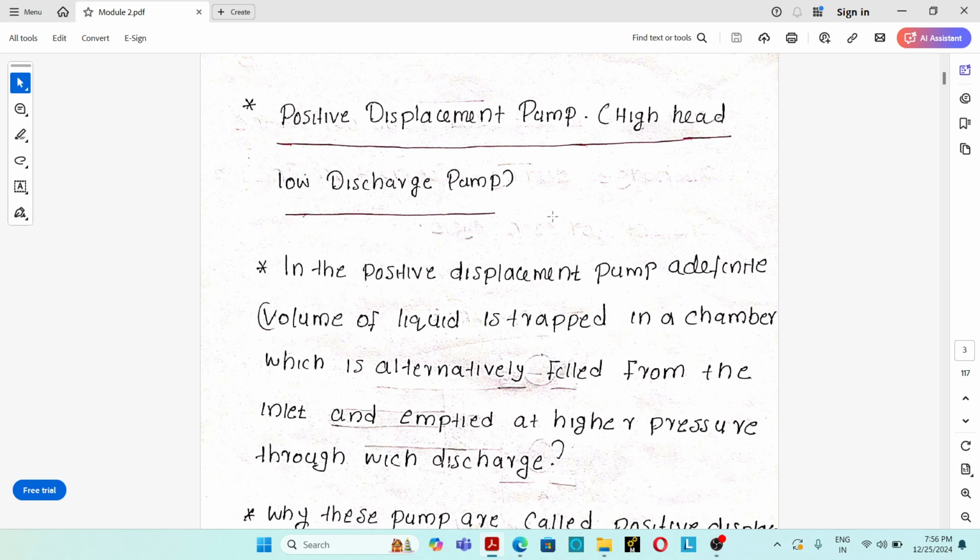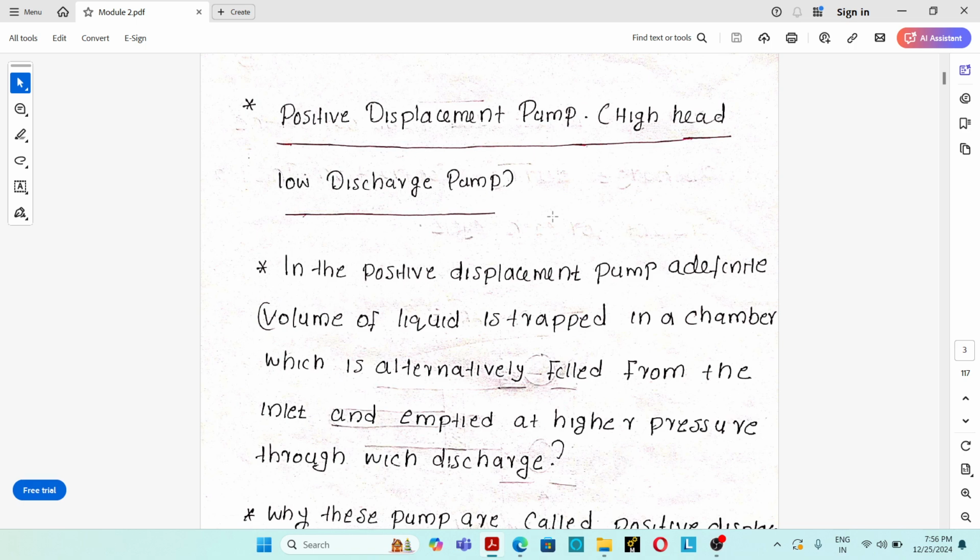In household applications, we commonly use non-positive displacement pump or hydrodynamic pump. Why? See, in household applications, the objective is to fill the tank in a short period. So high discharge is required. The head has no importance because we are not producing any work output by using that head. So in household applications, we always use a low head, high discharge pump, for example, a centrifugal pump.